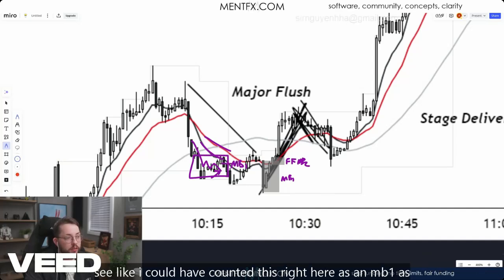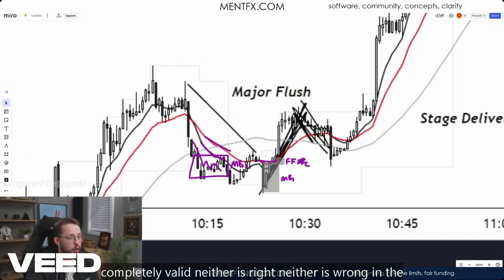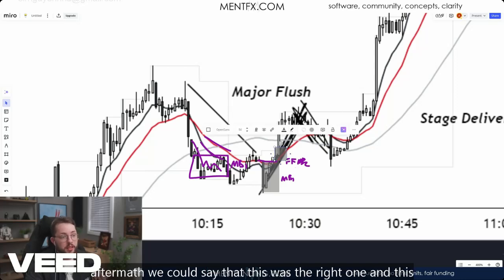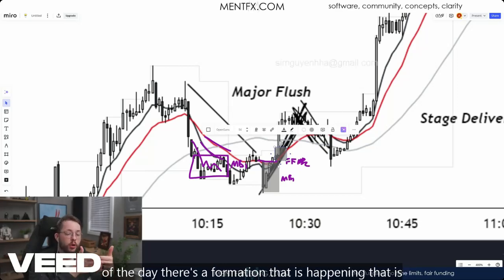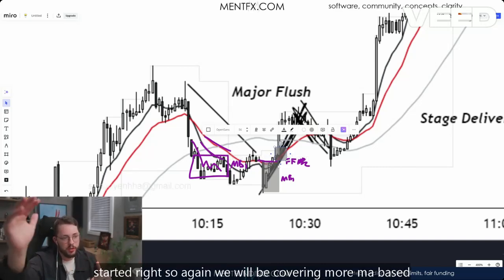So you can see, I could have counted this right here as an MB1. As MB2 began to form, it failed. And then again, as price got above this 10 and 20 and validated here, I could count that likely as MB1. And then this candle here would be the FFMB2, or this candle here could act as an FFMB2. Both are completely valid. Neither is right, neither is wrong. In the aftermath, we could say that this was the right one and this was the right one. It doesn't really matter, right? At the end of the day, there's a formation happening that is proving a certain characteristic of price. In this case, is double MB proving that a stage 2 is likely started?